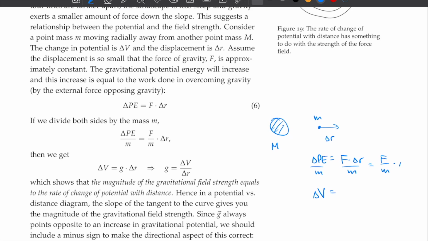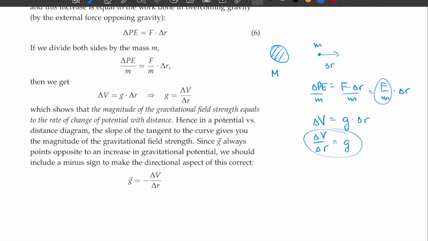unit mass times delta r, but force per unit mass is just g times delta r, and then I can divide by delta r on both sides, and we can see that, oh, wait a second, g, the gravitational field strength, is the rate of change of potential with distance. Okay, here we just have the magnitude, you could say. The magnitude is the rate of change of potential with distance.